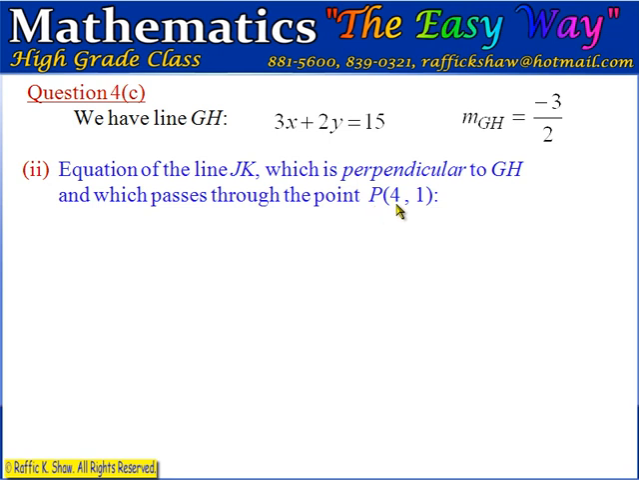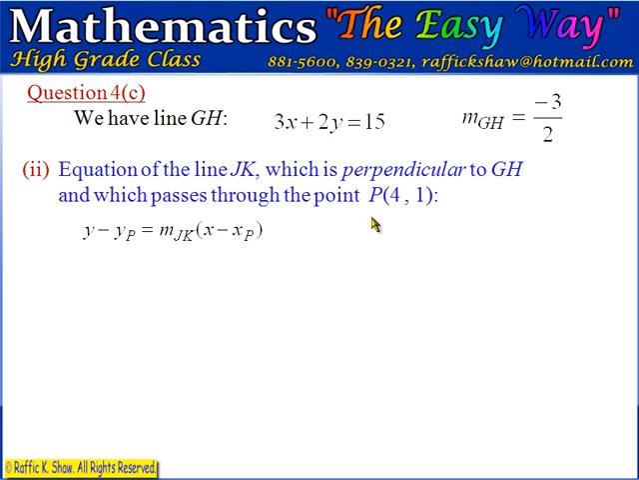Since we have the point and we have the means to find the gradient, because we are told that it is perpendicular, we want to be using the point gradient form for the equation of the line. And this is the point gradient form for the equation of JK: y minus yP, where yP is the y coordinate of the point on the line that we know, equals mJK, the gradient of the line JK, multiplied by x minus xP.